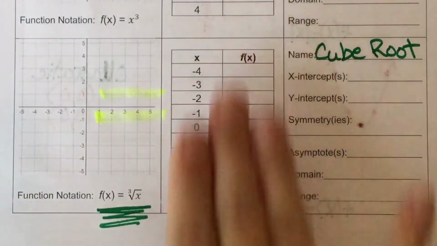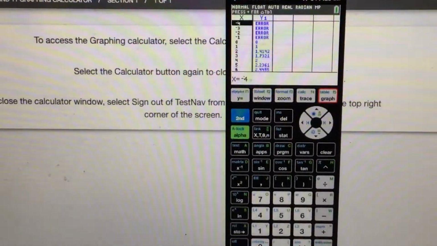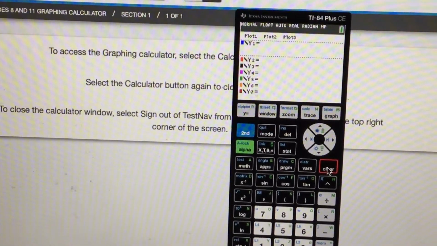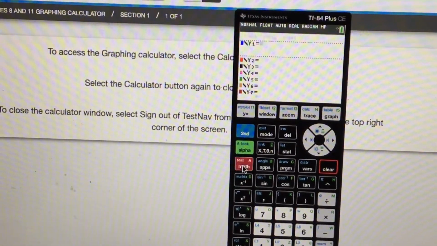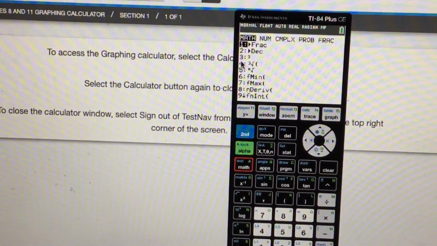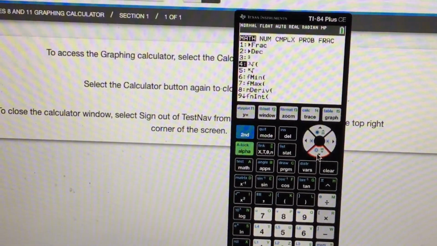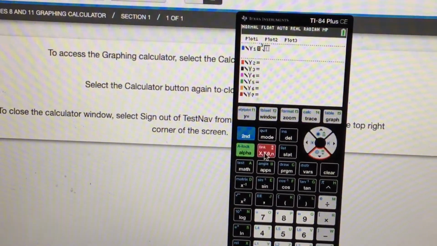Okay, so we need to get our table filled out in order to make the picture. All right, so I'm going to go to our handy dandy online graphing calculator again, and you're going to need to know where that cubed root is. Okay, so I'm going to go to my y equals, and I'm going to hit clear. Okay, so to get to the cubed root, I'm going to hit math. And then cubed root is number 4. So I'm going to arrow down, and then I'm going to hit enter. And I'm just going to put the x in there. And remember, x is to the right of your green alpha.